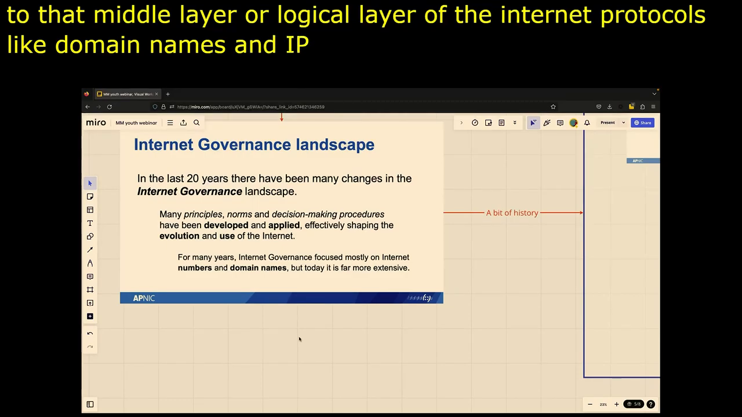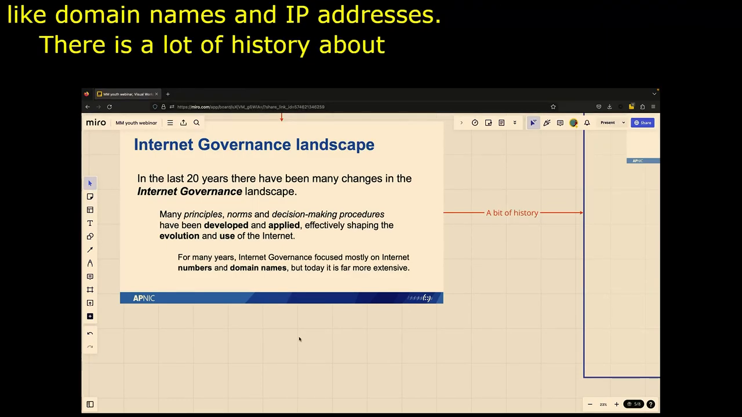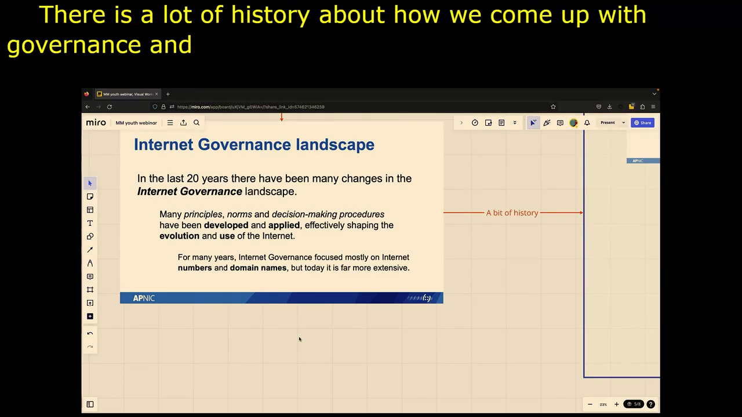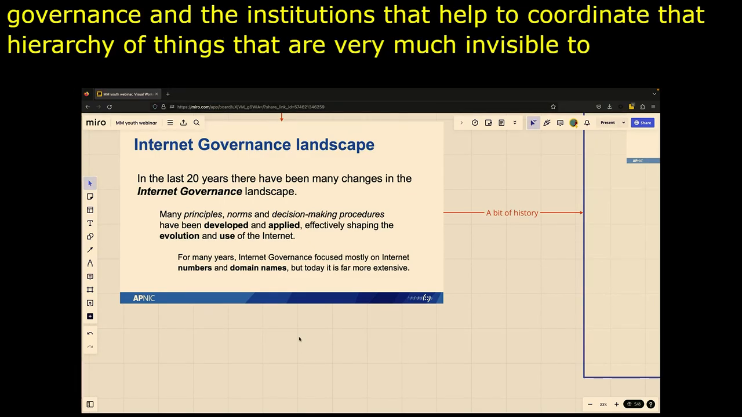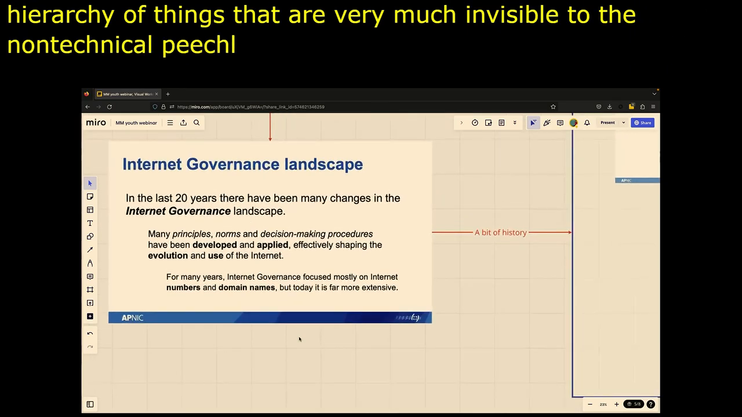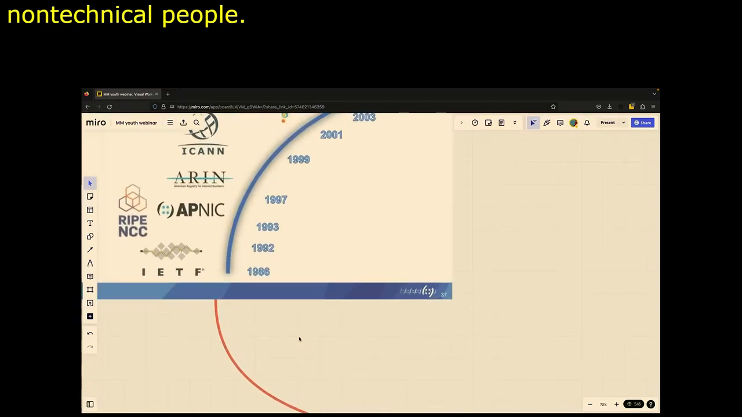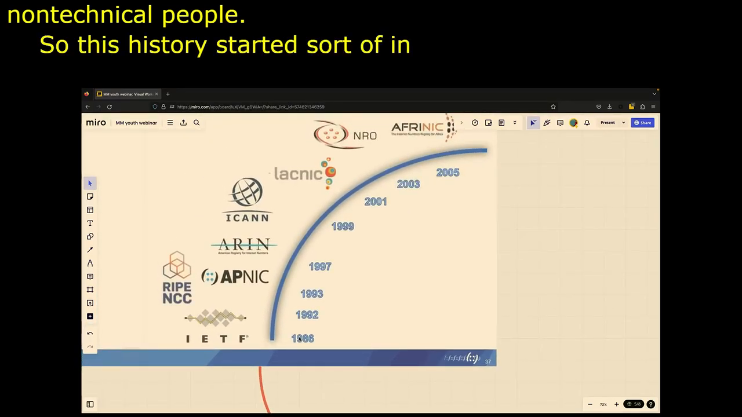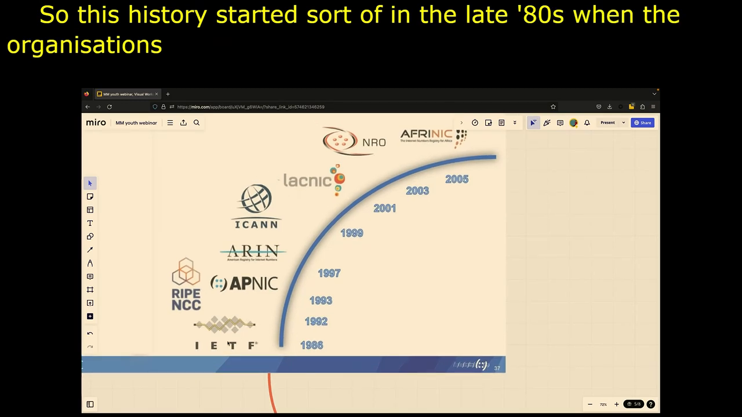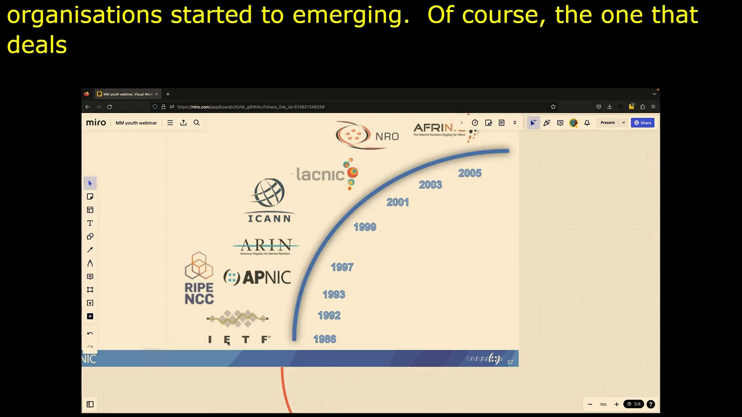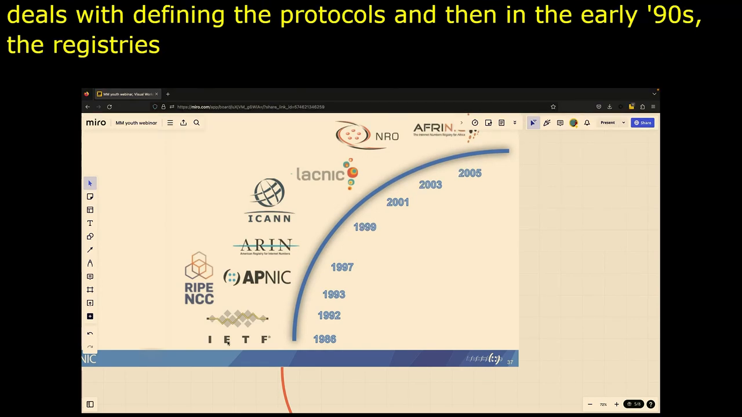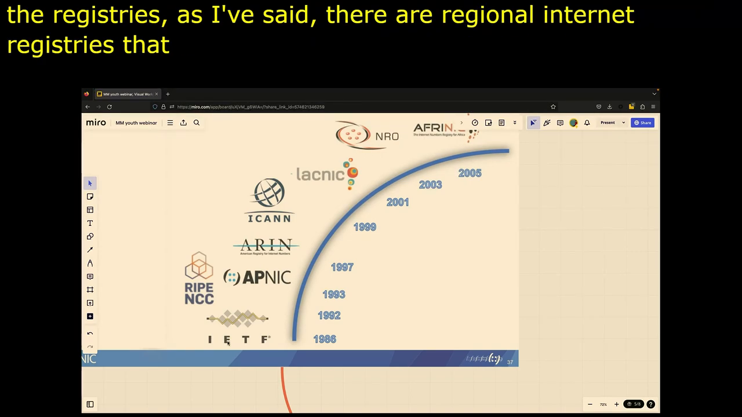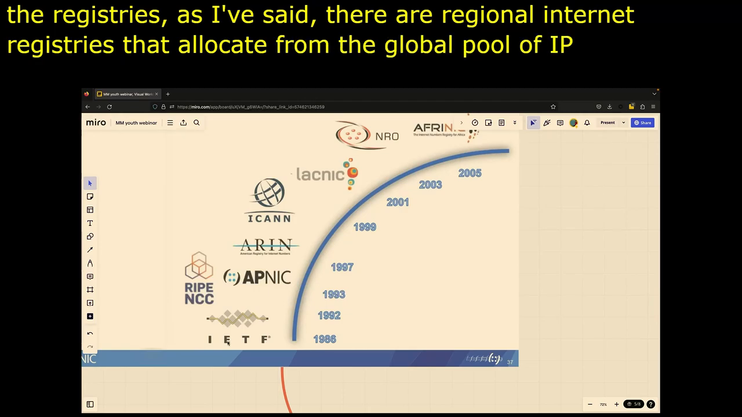And there is a lot of history about how we came up with the governance and the institutions that help to coordinate that hierarchy of things that are very much invisible to the non-technical people. So this history started in the late 80s when the organizations started to emerge. Of course, the one that deals with defining the protocols, and then in the early 90s, the registries. As I've said, there are regional internet registries that allocate from the global pool of IP addresses into networks in the different regions.